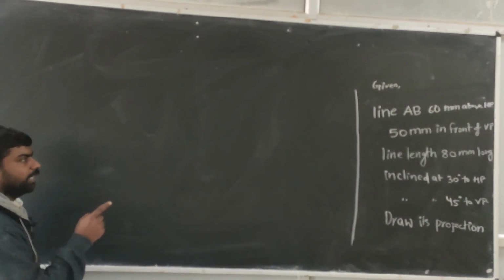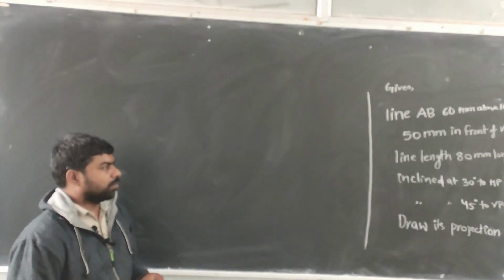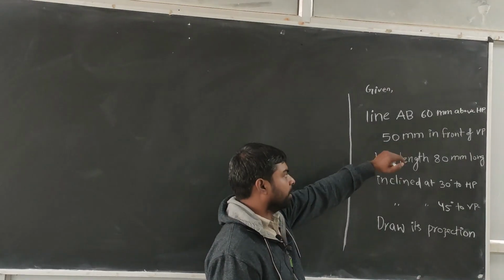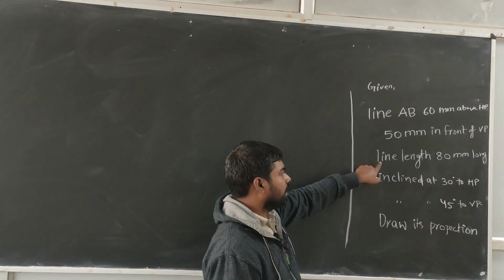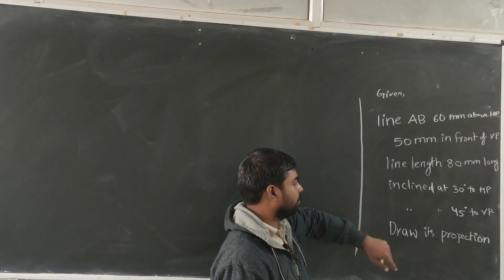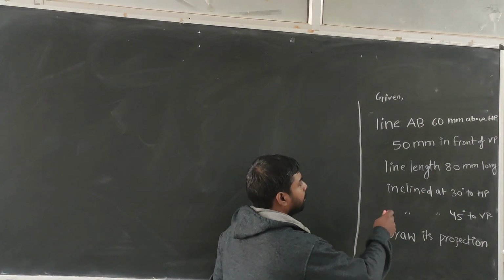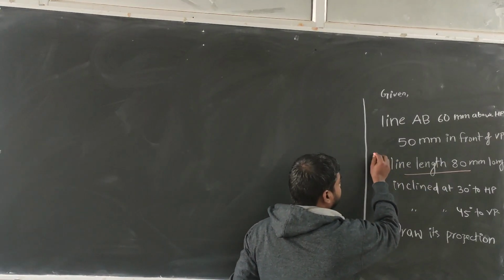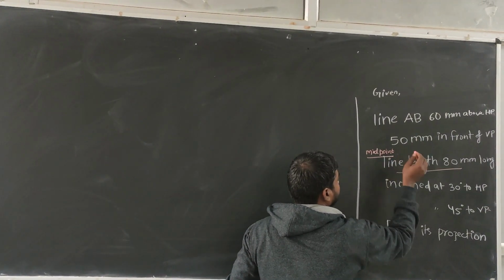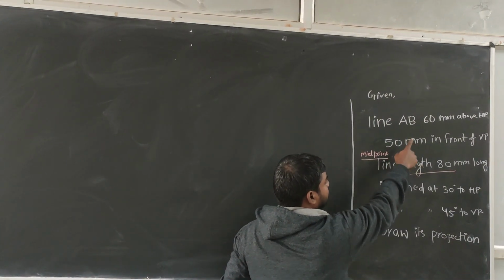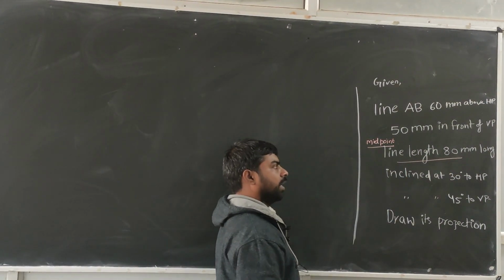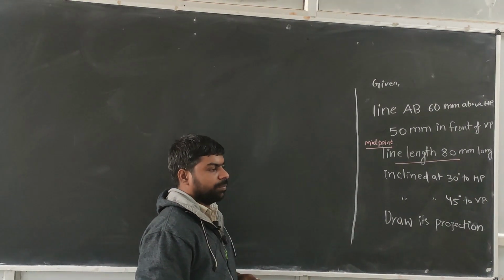So students, today we will see the midpoint problem in the line projections. Now read out the problem. A line AB is 60 mm above HP, 50 mm in front of VP. The line length is 80 mm and it is inclined 30 degrees to HP, 45 degrees to VP. This is the problem, but it is a midpoint problem. The inclinations and other things, 60 mm above and 50 in front of VP, everything is with respect to the midpoint of this line. Okay, so the line is 80 mm, so midpoint means 40 mm.